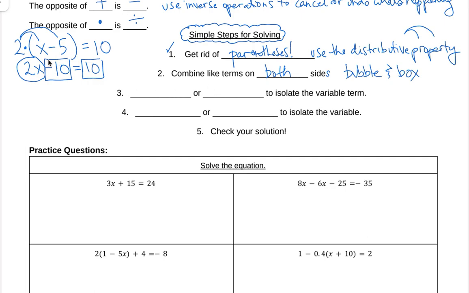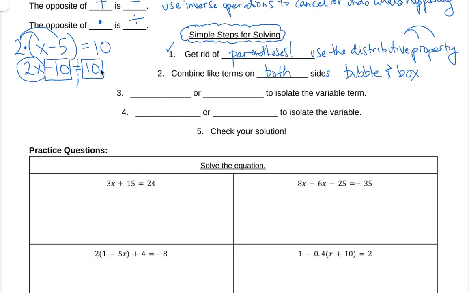Okay, so when they say combine like terms on both sides, this is the one where you bubble and box, but you can only combine things on one side of the equation. So we would look to this side of the equation. If we were to split this down the middle, when you combine like terms, you can only work on one side at a time. You cannot cross the equal sign. So 2x minus 10. This is a bubble. That's a box. I cannot put these together. There's nothing for me to simplify on this side of the equation.